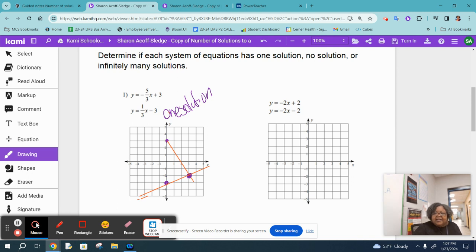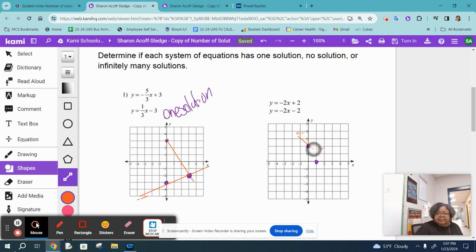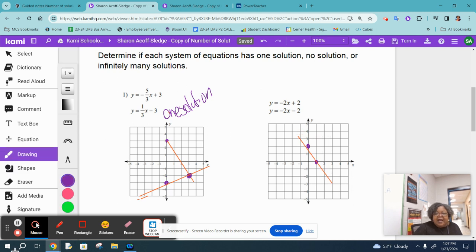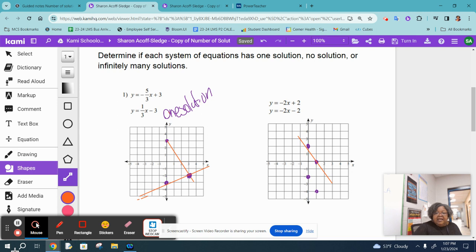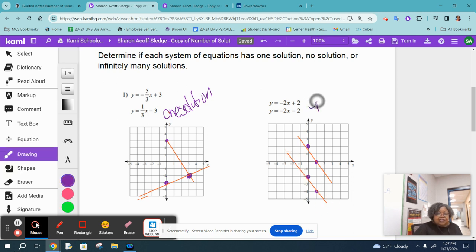So we've got a +2 for our y-intercept, and my slope is a -2, so down 2 over 1. Draw that line. This one, y-intercept is -2. Slope is down 2 over 1. And so these lines never intersect. That's what a no solution looks like.